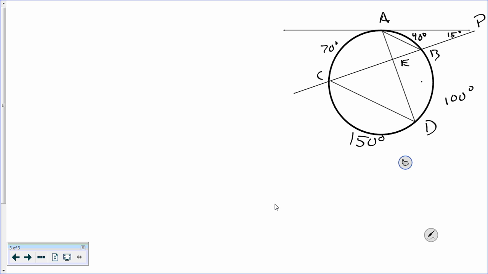Alright. Next part, we got angle PAB. Angle PAB. Okay, which is this little guy right in here. So it appears to be relatively close.